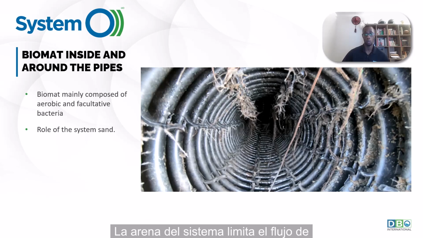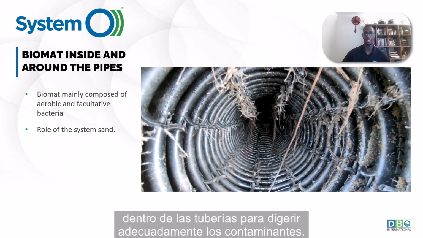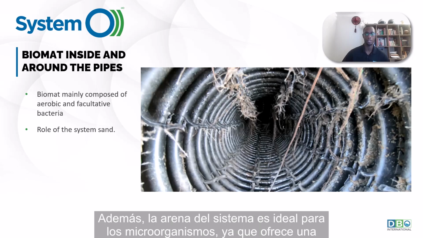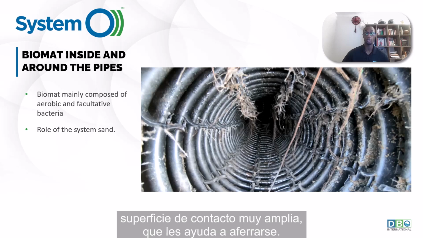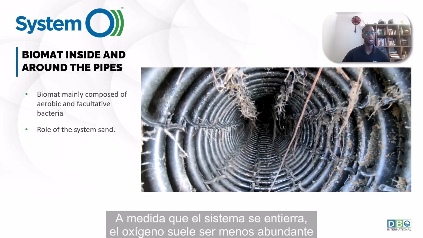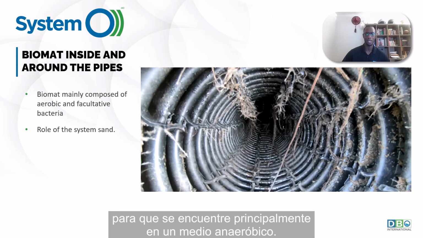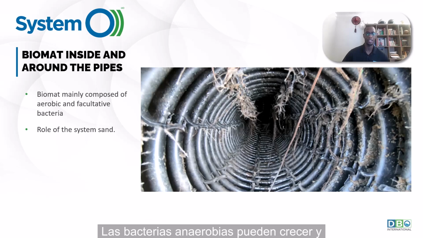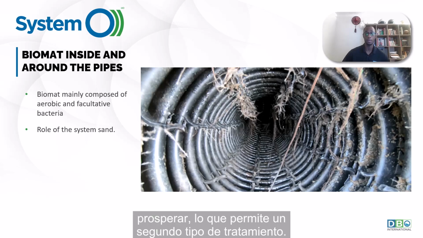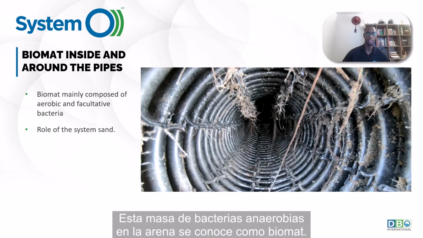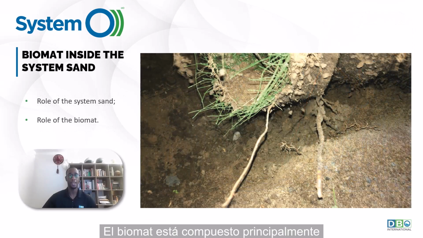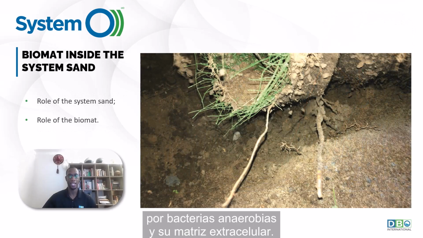System sand limits the flow of water to allow the biomass enough time inside the pipes to properly digest the pollutants. Moreover, system sand is ideal for microorganisms as it provides a very large contact area and it helps the bacteria to hang on. Since we are now deep under the ground, the oxygen is generally less, so we are mainly in an anaerobic environment. Anaerobic bacteria can develop and thrive, allowing for a second type of treatment. This mass of anaerobic bacteria in the sand is known as biomass. The biomass is mainly composed of anaerobic bacteria as well as their extracellular matrix.